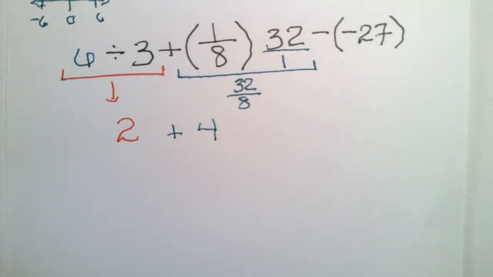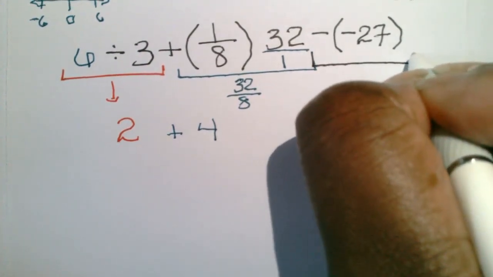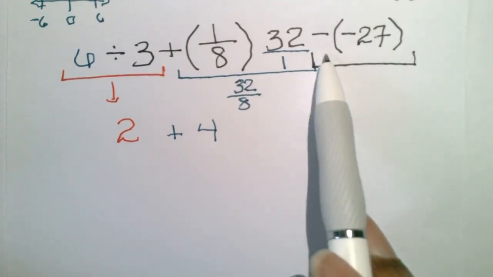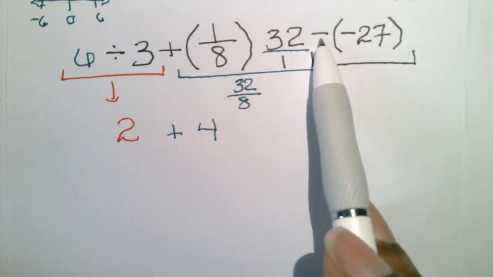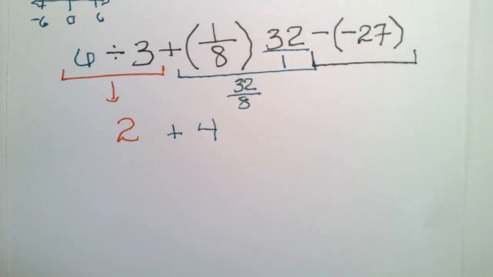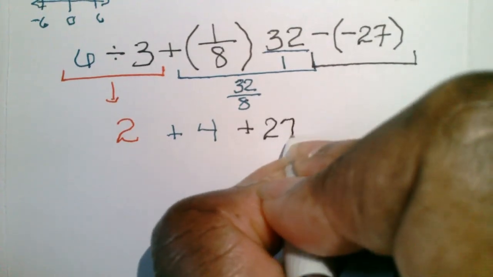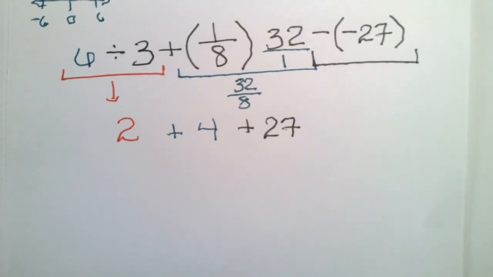And then, last but not least, we have this negative times a negative 27. Now that we're really simplifying, this is no longer a minus sign. It's acting as a negative. A negative times a negative gives us a positive 27. Yep, you can do keep, change, change. You can do keep, change, flip.